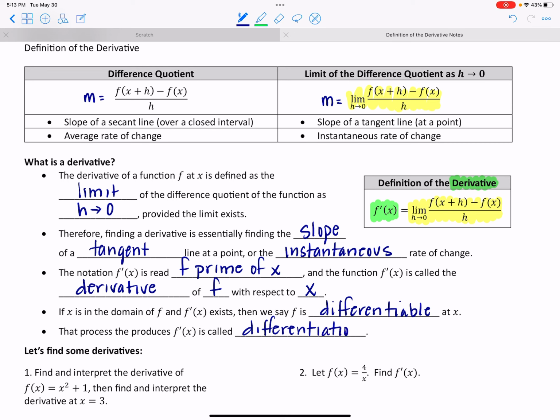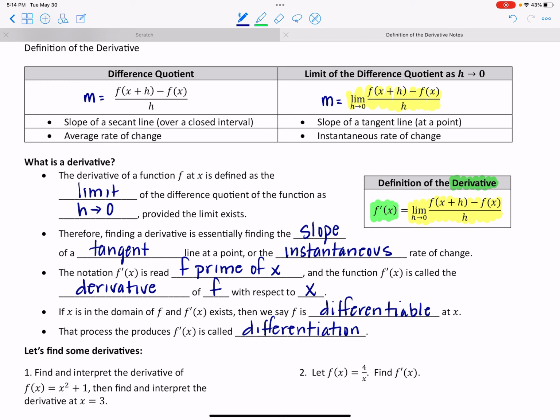That's a long word, trying to sound that out. Okay, so just some, again, vocabulary for you. But the work that we're going to do here is really the same work that we were doing at the end of the previous topic. When we're finding instantaneous rate of change, finding the limit as h approaches 0 of our difference quotient, we are finding a derivative. Now we're just going to call it a derivative.